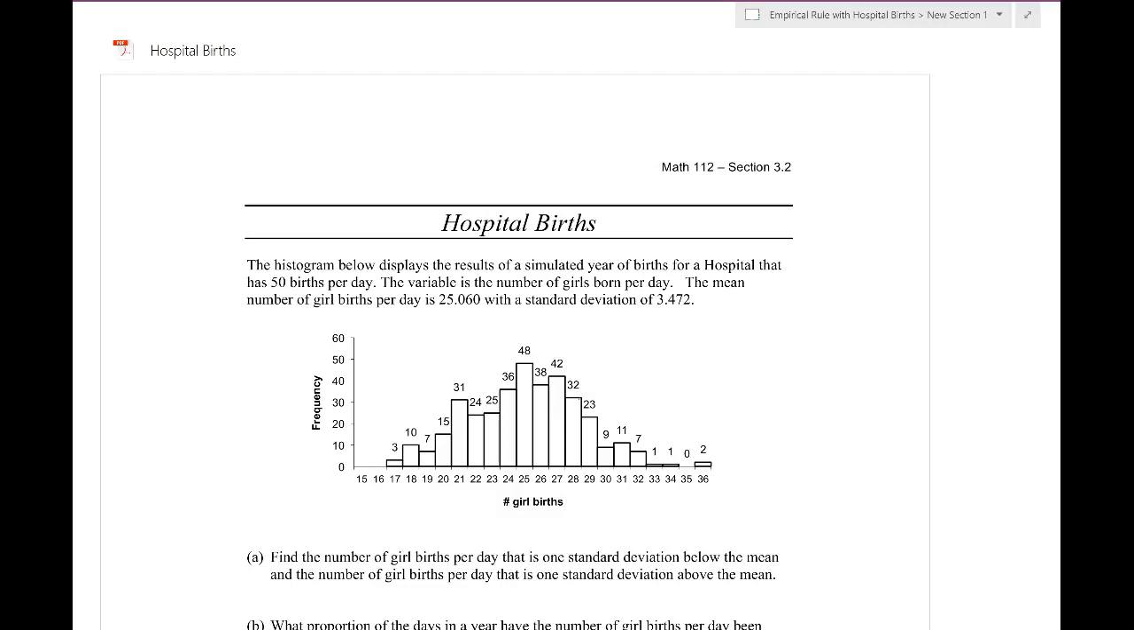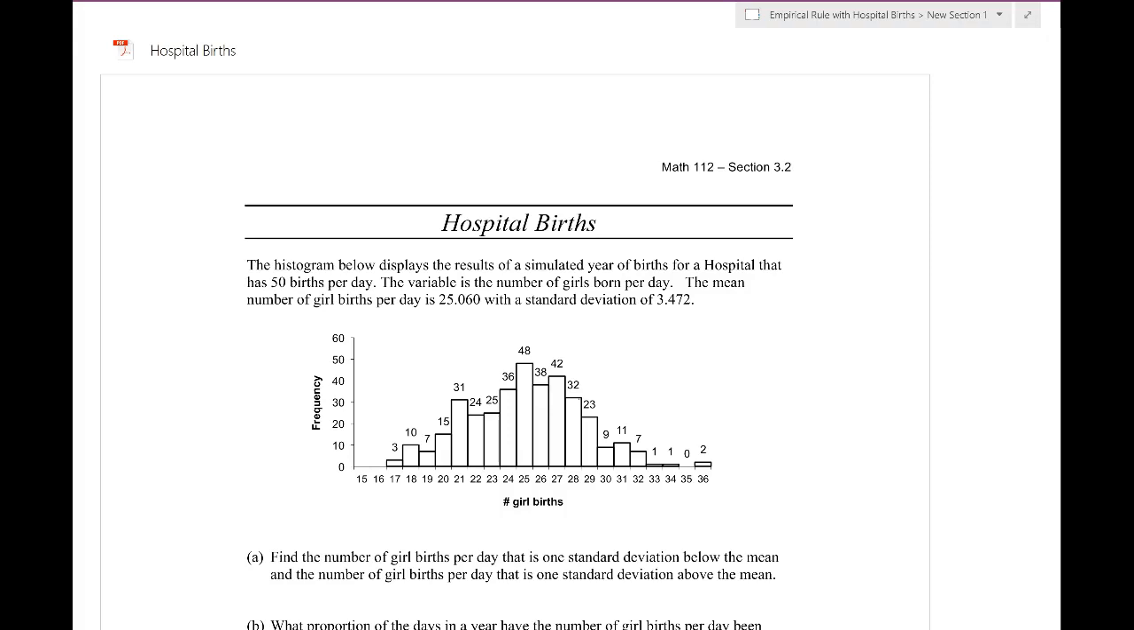Okay, so we're given some data on hospital births. This histogram displays the results of a simulated year of births for a hospital that has 50 births every day. What the data represents is the number of girls born out of those 50 every day.